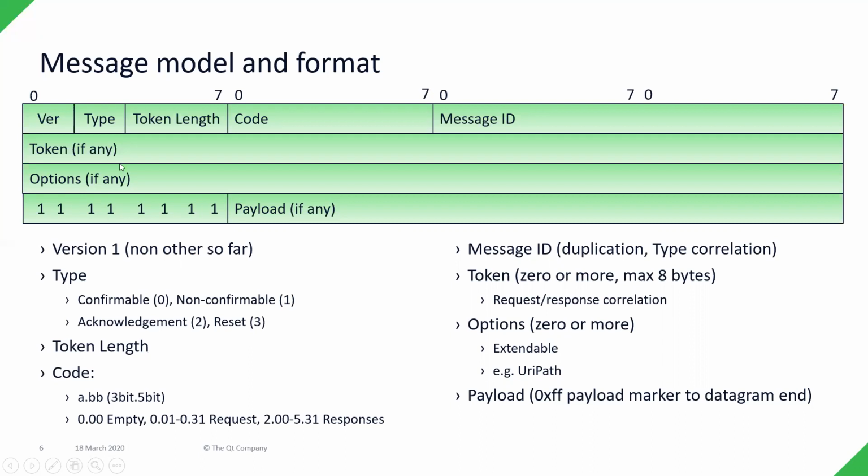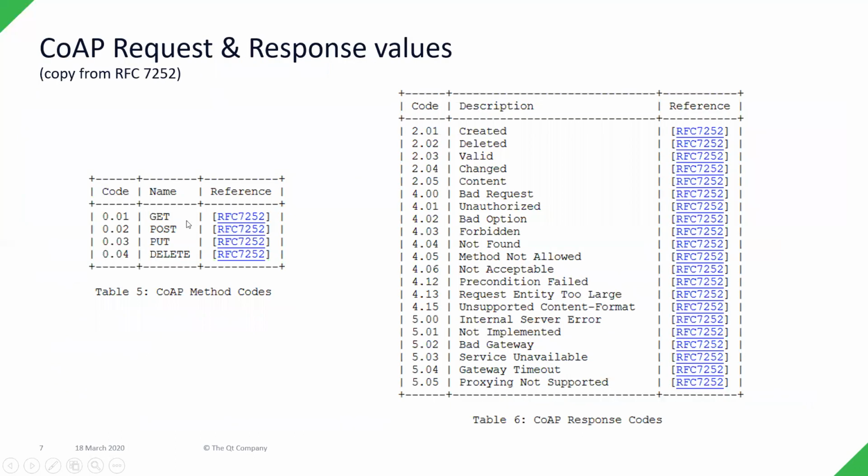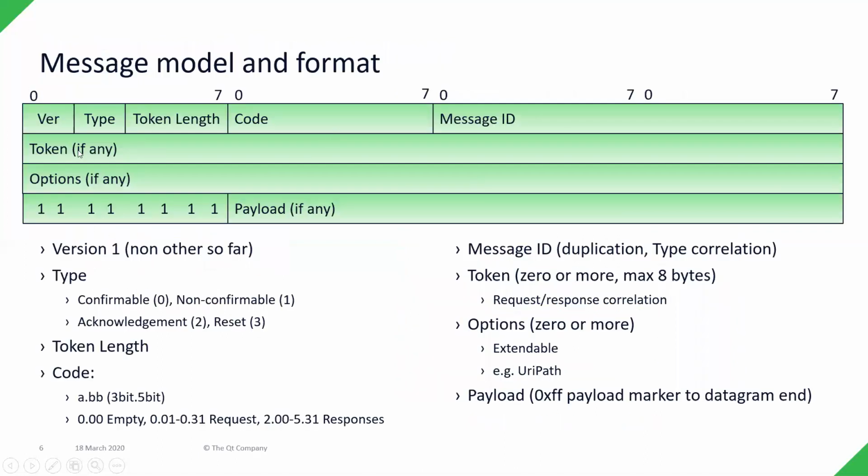Then we have a token. So the token is actually a somewhat extended concept of the message ID. While the message ID is mostly referring to the type and matching those individual requests and responses, the token actually matches connected requests, as in code requests. So if you have a particular type of GET request and later on you get a content response, then the content response that is matching that would have the same token.